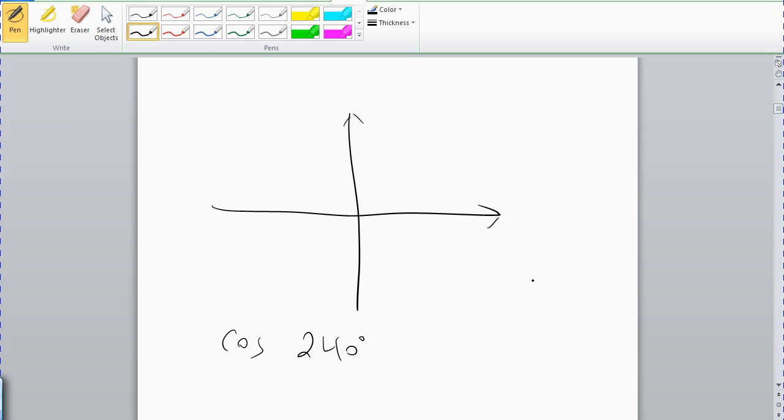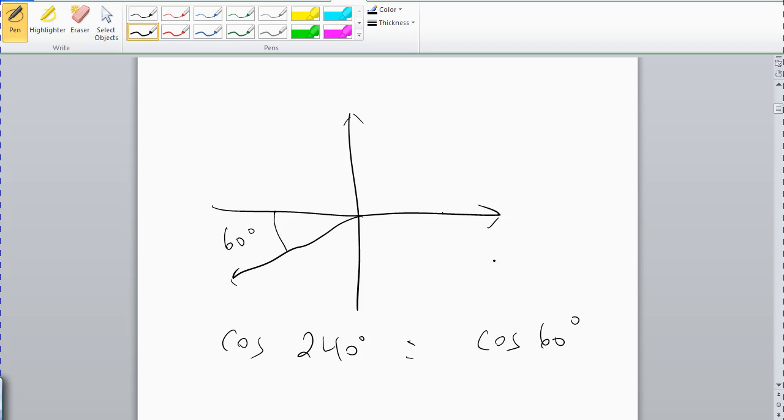Here's the real way I would do this. Not doing too much thinking. I know from here to here is 180 degrees. Got that? That's what I'm really thinking. And so if 180 degrees, how many more degrees do I need to be at 240? 60 degrees more. And that's the angle I'm going to look at. So cosine of 240 is the same as the cosine of 60 degrees.